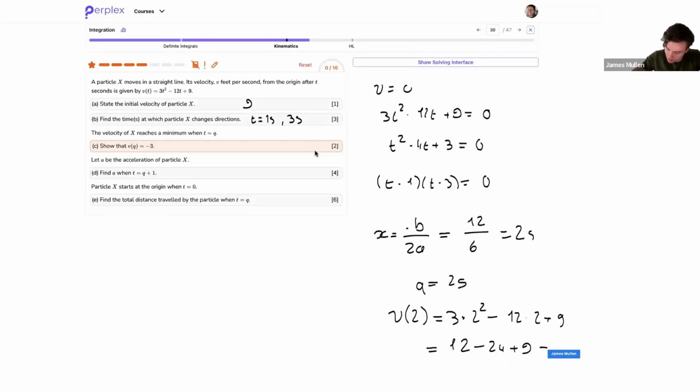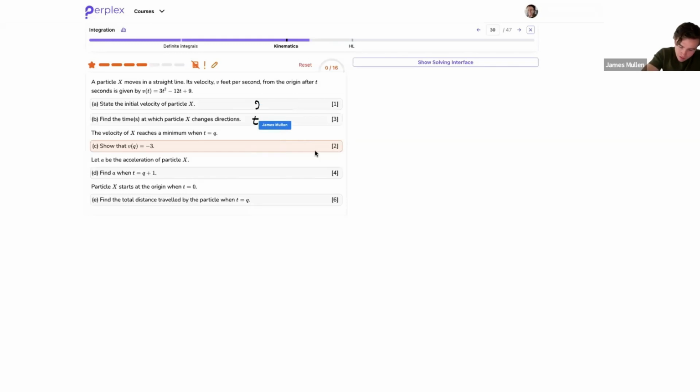That's equal to minus 3 feet per second. Okay? So that is done. And we make a bit of room. This was t equals 1 second, 3 second, and we did that.